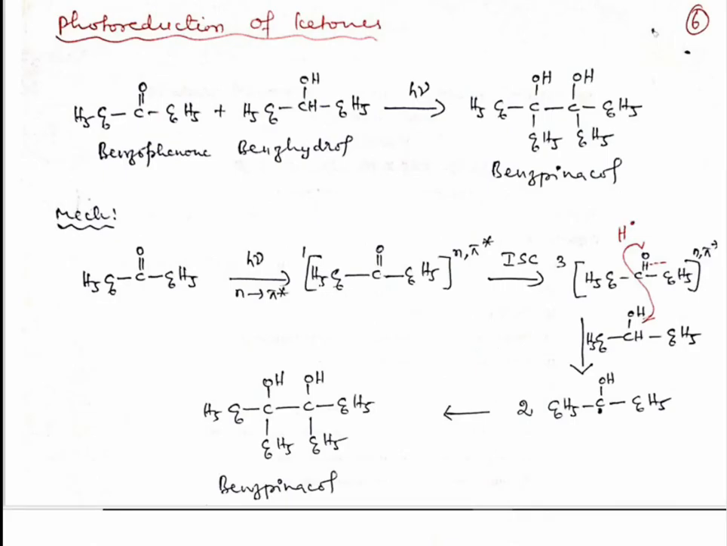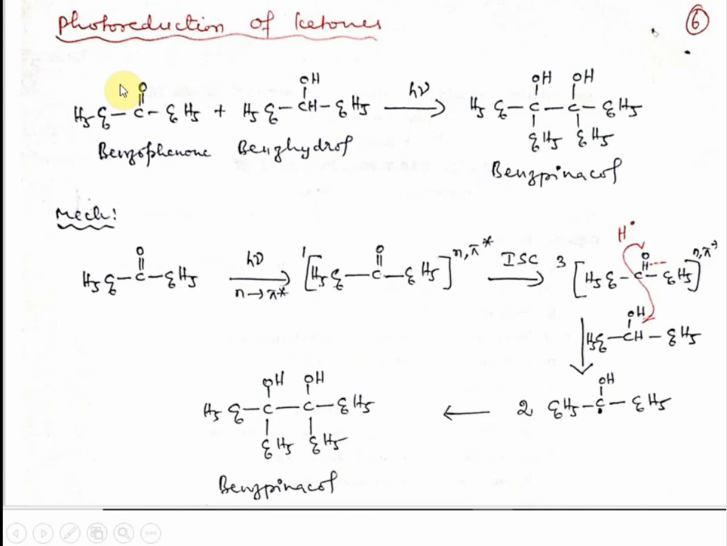The last reaction is photoreduction of ketones. We are taking ketone here. Let us take benzophenone. Another one is benzhydrol. What is the role of this benzhydrol? It will act as a hydrogen donor, to get the ketone reduced. In presence of sunlight, the reaction will occur. Therefore, it is called photoreduction.